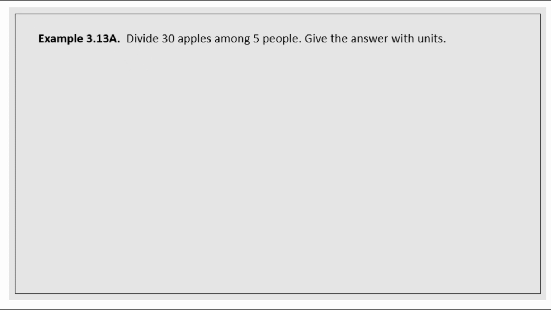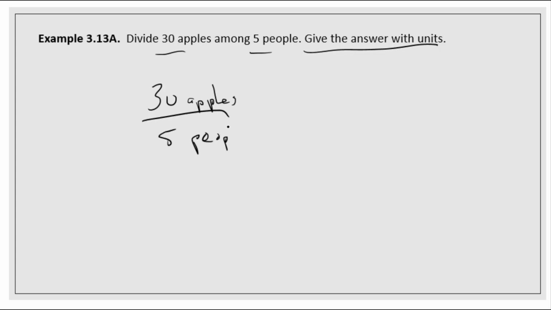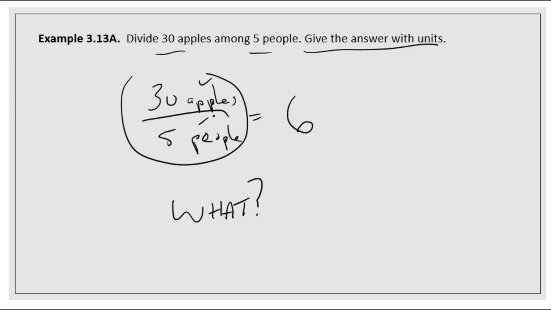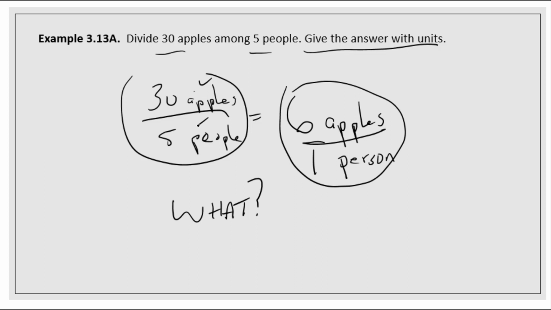Okay, so I'm going to divide 30 apples among 5 people and give the answer with units. So this is 30 apples divided by 5 people. 30 divided by 5 is 6. But the question is, 6 what? And when you have something like this, you still have these units. They don't go away. And you divide the units just like we multiplied them before. So you have 6 apples per one person. So there is the answer with the units. 30 apples divided by 5 people is the same thing as 6 apples per person.